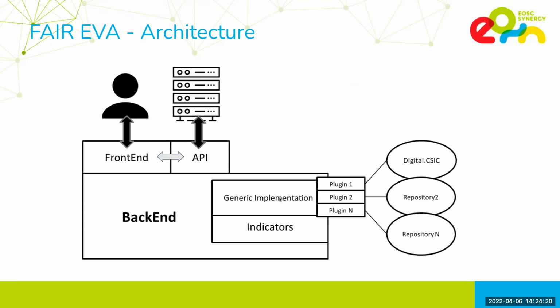We have a generic implementation that implements the RDA indicators, but we can extend that generic implementation to access different data services. One of them is one of the plugins that I will show, which is Digital CSIC, the institutional repository of my institution. But you can define new plugins for the service that you want to use. If a repository or data service implements the OAI-PMH protocol, that's fine because it works directly. But if not, you can adapt it to use a new data service.